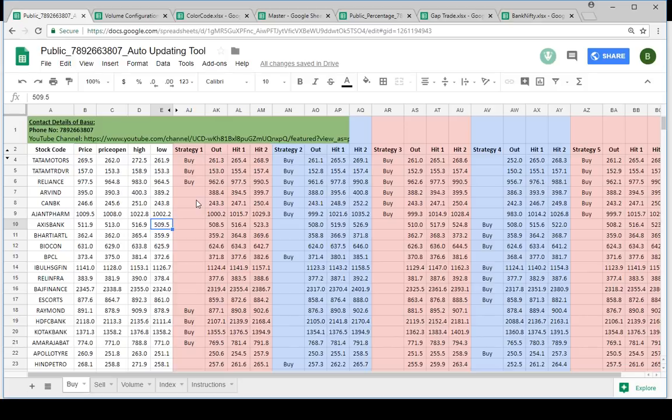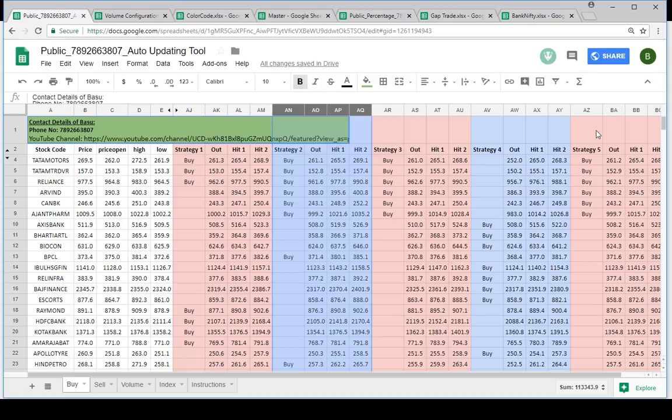So what this buy tab does is, it will have 5 different strategies which I have worked on for years, and I have come up with 5 different strategies. You can see I have color coded this. From AJ to AM is one strategy. These are different strategies. AJ to AM is one, AN to AQ is the second, AR to AU is the third, AV to AY is the fourth, and similarly the last one starts from AZ.